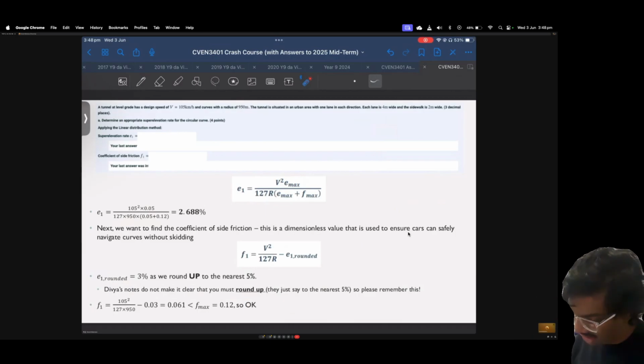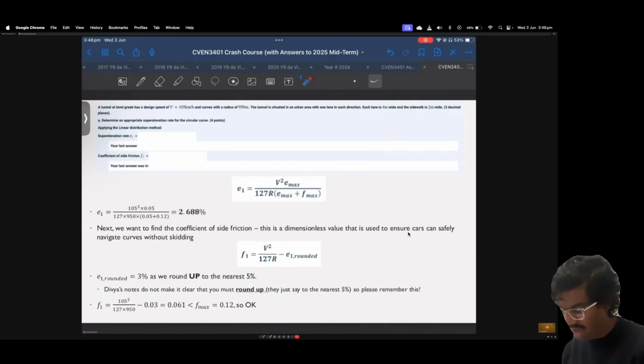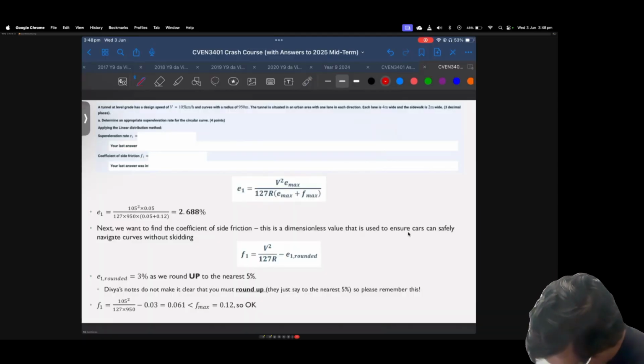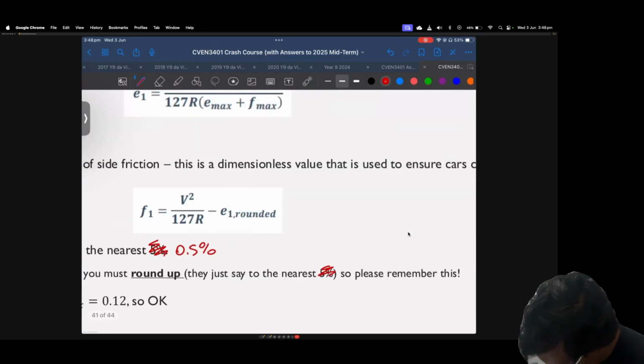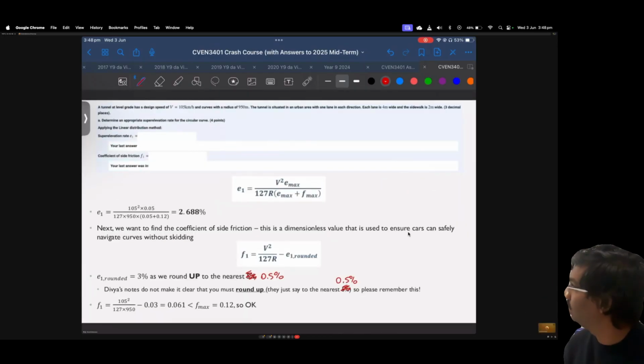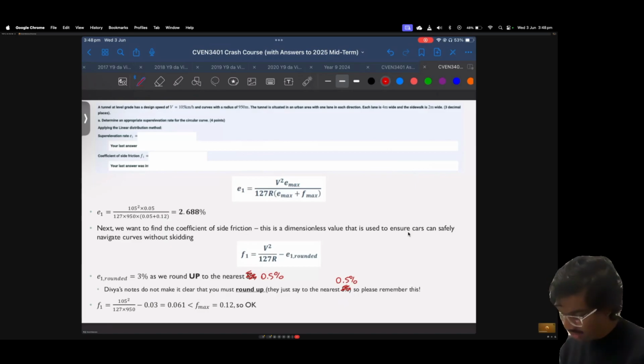Okay, so we don't just use this value, we round it to the nearest 0.5%. I think it's 0.5%, sorry, that's a big typo. I need to fix that. I'm gonna fix these notes and then update it. Okay, there you go. So it's the nearest 0.5%. Yeah, so in this case, Divya's notes, it's ironic because her notes were wrong, but then now my notes are also wrong, but I'll fix that up.